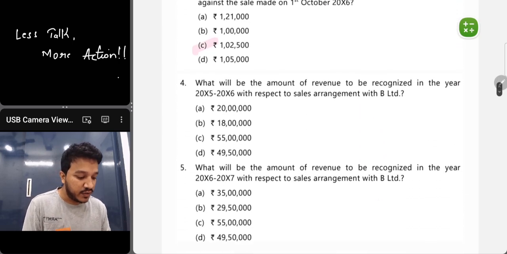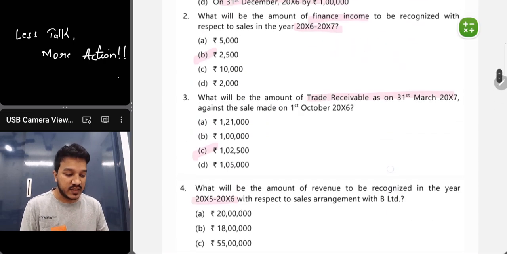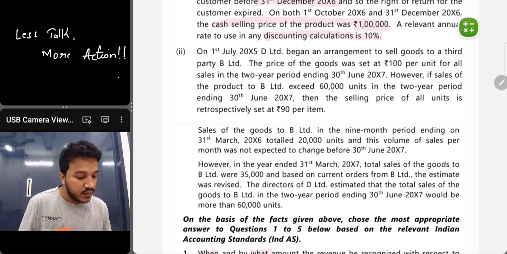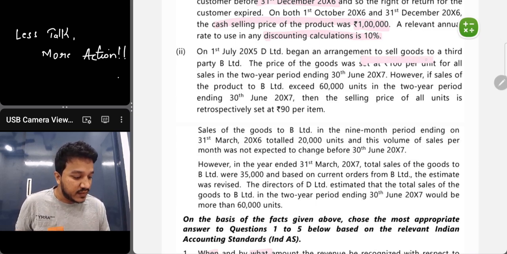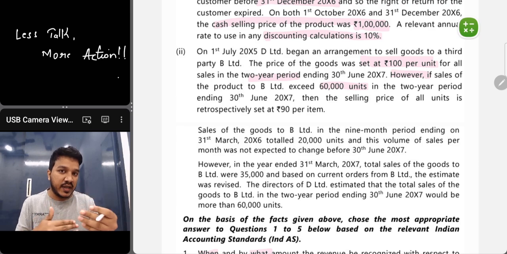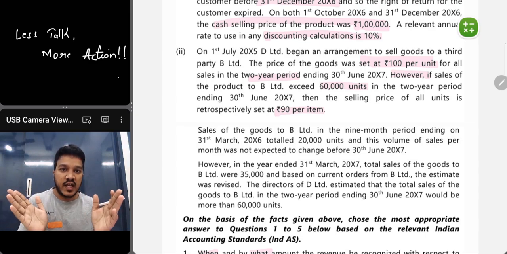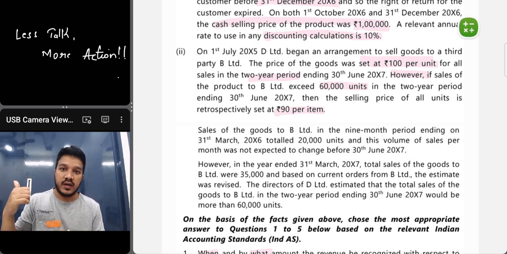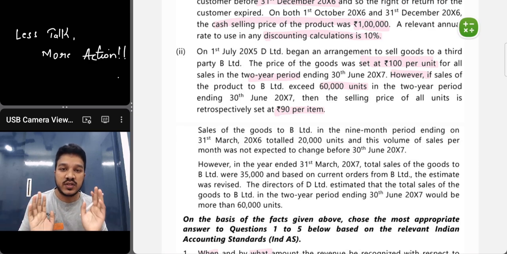Perfect. What is the amount of revenue to be recognized in respect of 2005-06? This is another case study, not relating to that. Let's see what it says. The entity began an arrangement to sell goods. Initially the price per product is 100, for a 2-year period. However, if sales go above 60,000 units, the price reduces to 90 per unit. Clear? It is a 2-year contract. If more than 60,000 are sold to a particular customer in 2 years, the price becomes 90 retrospectively. That means for all previous sales also you should adjust once it crosses 60,000.